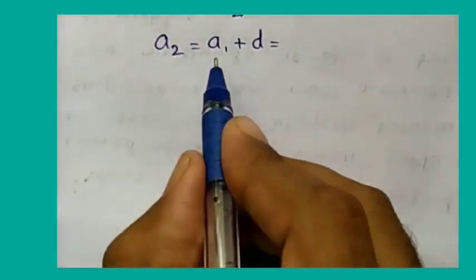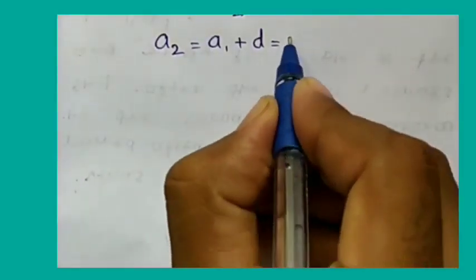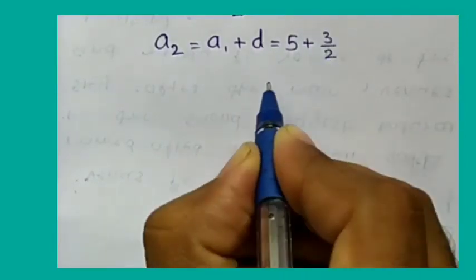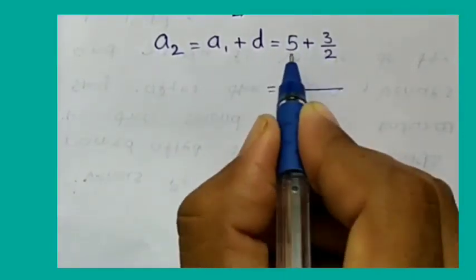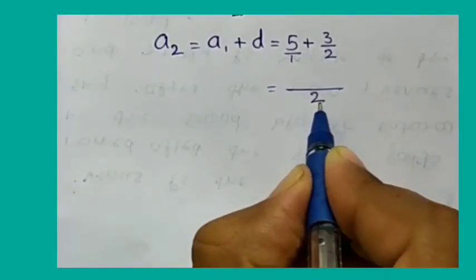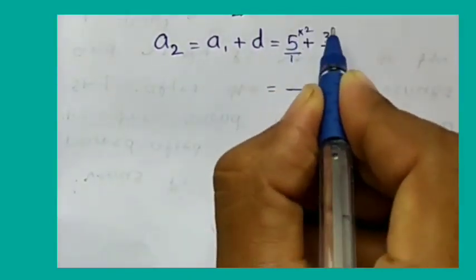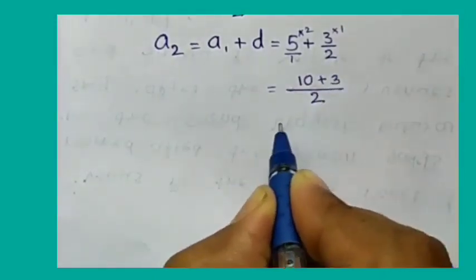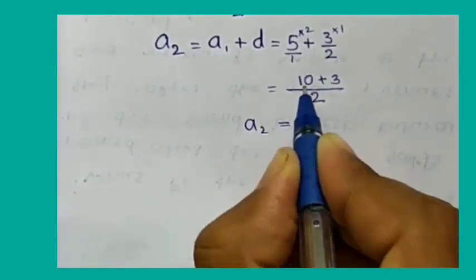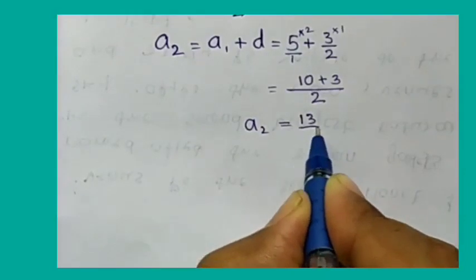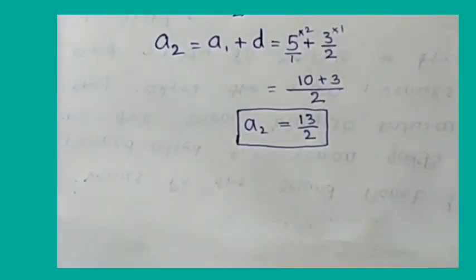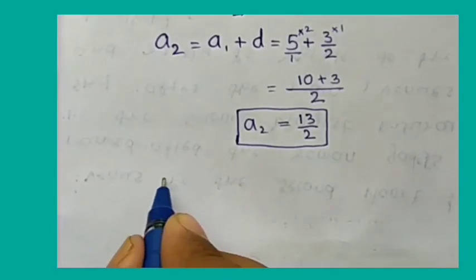Okay, so try along with me. a1 is there. What is a1? a1 is 5 plus d, which is 3 by 2. So automatically here again the LCM will be 2. 1 2s are 2, 1 1s are 1. So 5 2s are 10 plus 3. So a2 will be 10 plus 3, that is 13 by 2. This is our a2. So like that you have to find a3 also.